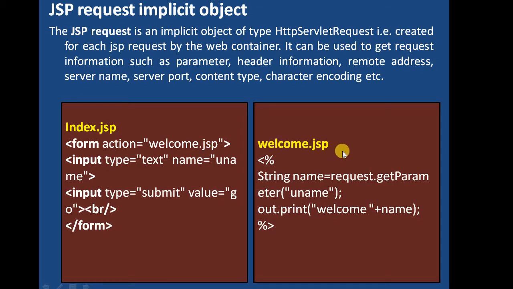Now inside this welcome.jsp, with the help of the request object, we can get the parameter that is associated with this text box in the previous JSP file. So the request object, with the help of the getParameter function, will pass the object name, and this will get the username into the string name. Then we can use the out object to print the username on the next page.